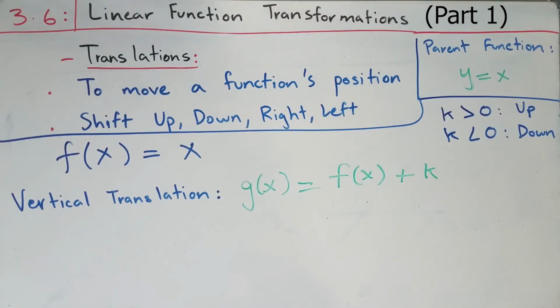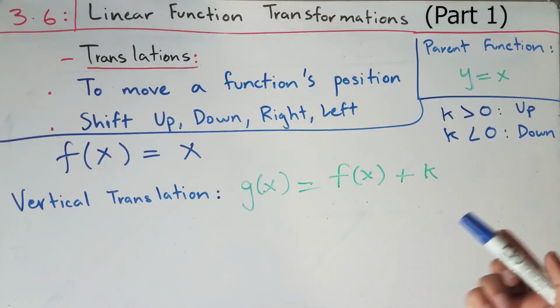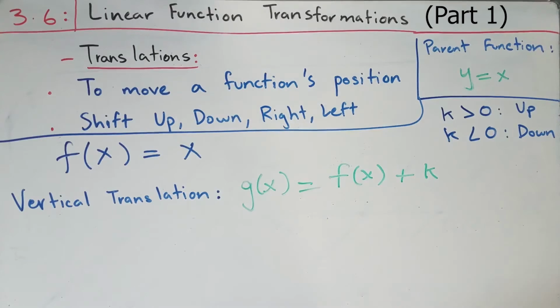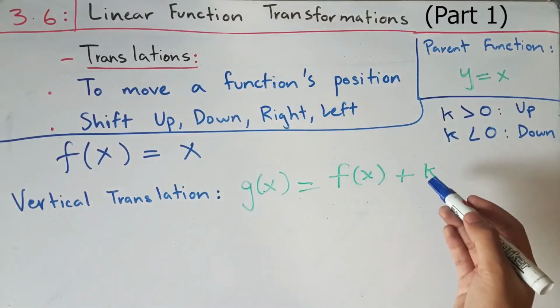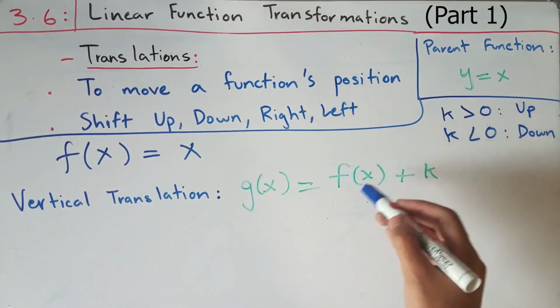And if that k constant is greater than 0, then you're translating the function upwards. But if it's less than 0, then you're translating it downwards. In a vertical translation, you're only changing the y values for the original function f of x. That's because you're adding something to the original function f of x, which is also your y.